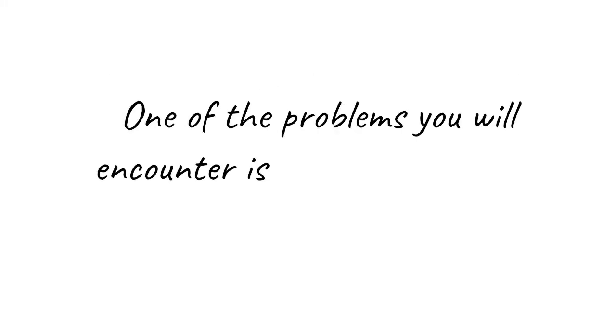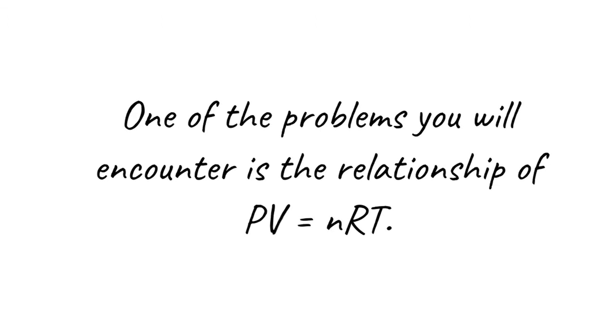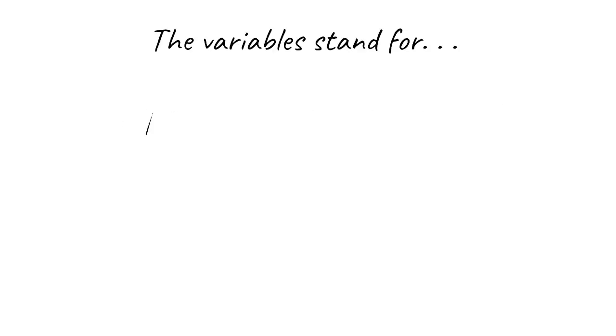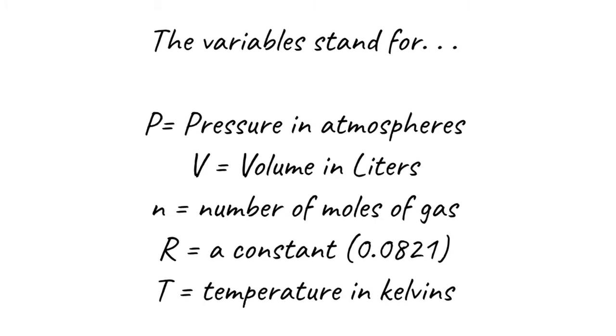One of the problems you'll encounter is the relationship of PV equals nRT. This is one of those gas law type problems that you're going to encounter over and over again. So you need to go ahead and write this formula in your reference. This formula has 5 variables that stand for pressure, volume, the number of moles of gas. R is a constant with a specific value of 0.0821, and T stands for temperature in kelvins.